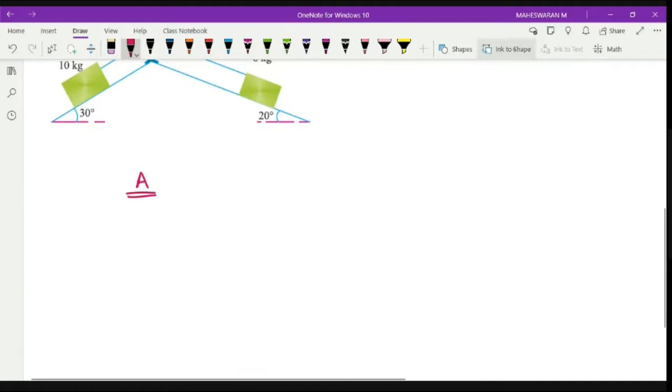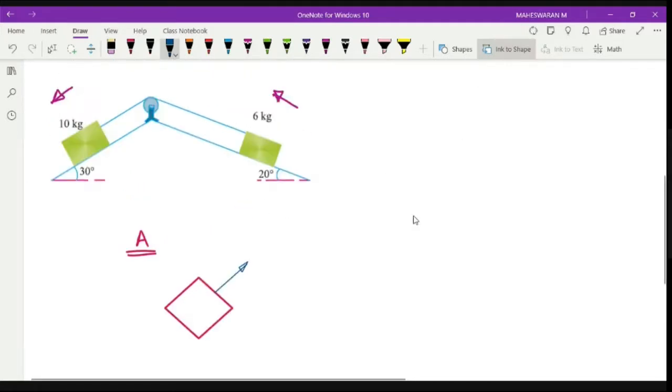If I consider block A, this is my block. This block has a tensile force T. Let me consider this as A and this as B, so this is TAB. This TAB is parallel to this inclination. The inclination is 30° with respect to the x-axis, which means this is also 30° with respect to the x-axis.